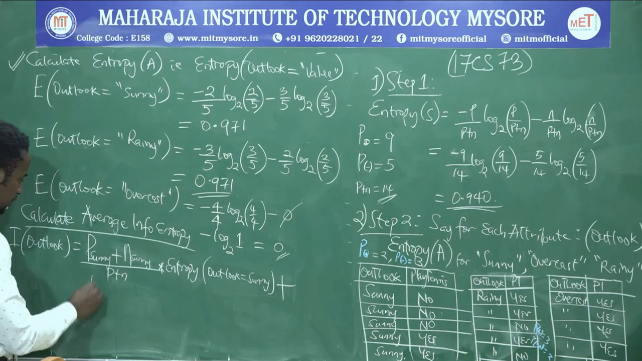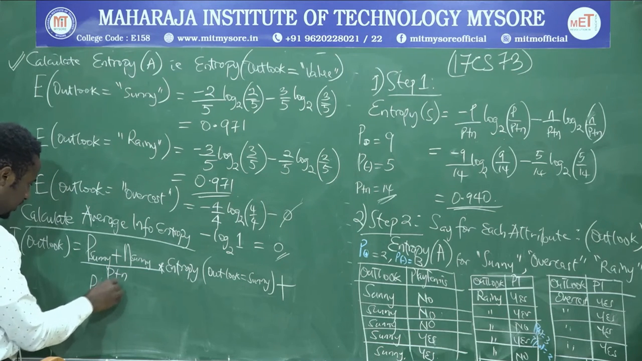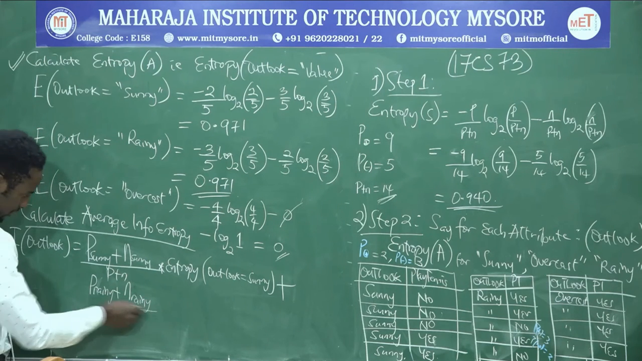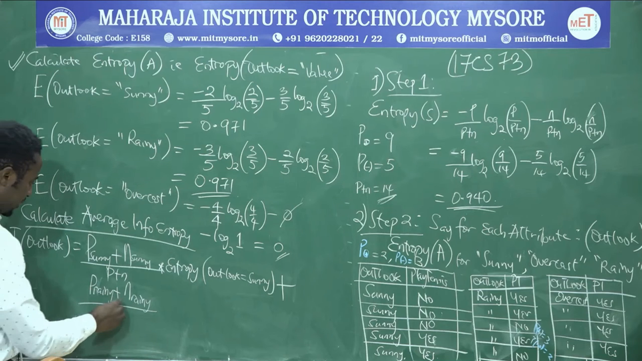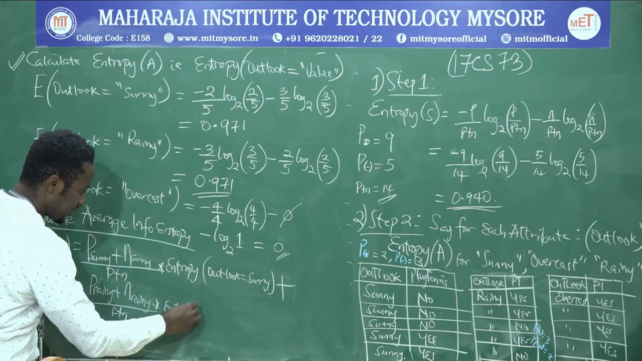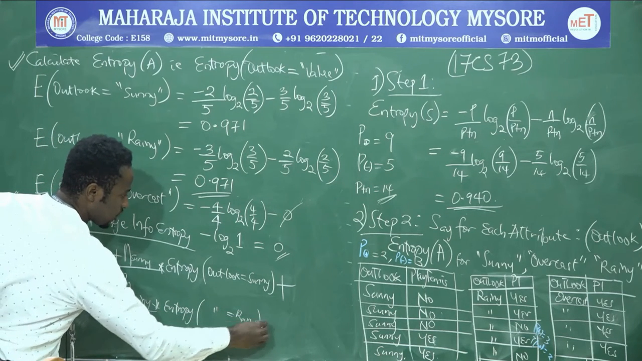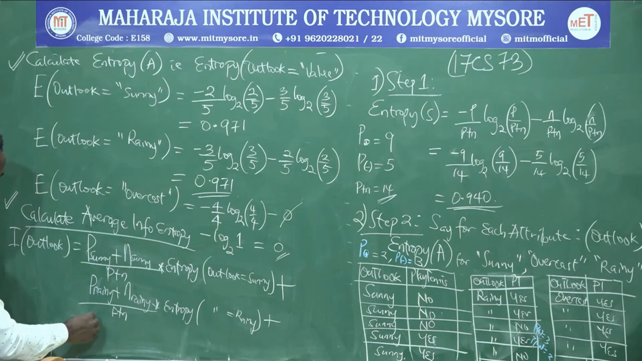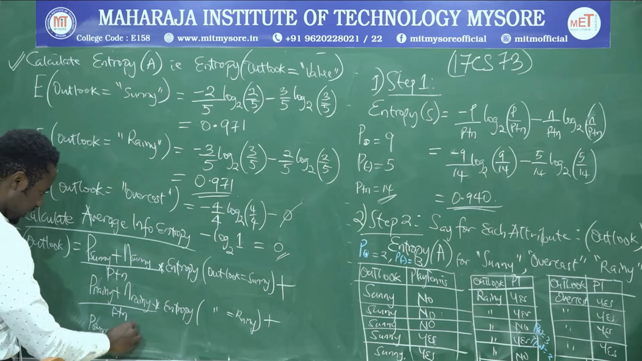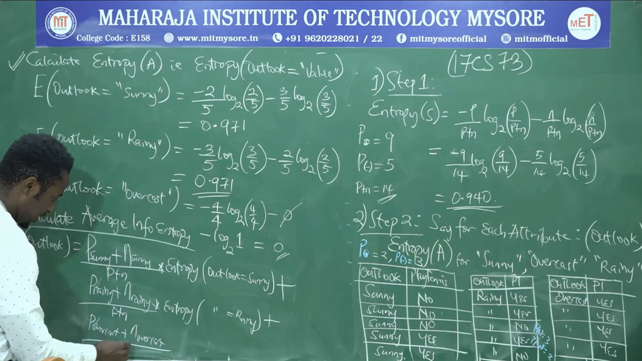Plus, the same thing we have to repeat. P of rainy plus N of rainy upon P plus N into the entropy of outlook equal rainy. I'm taking pains to write this so that you also do the same. The more you write it down, the more you remember. That's not over. Plus the last one, P of overcast plus N of overcast upon P plus N.